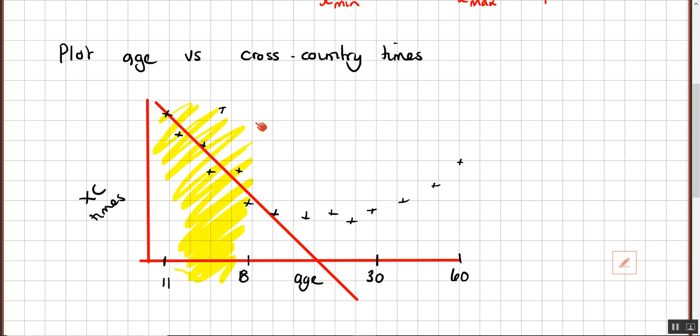Would there be any issue with interpolation? Can I predict what time you're going to get from the yellow section? Yes, we're happy with that. But can I extrapolate? Probably not, not with that linear model. So that's the difference between those two. You could, but it wouldn't be accurate.